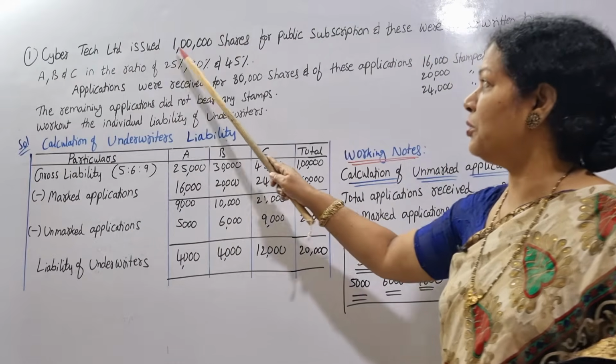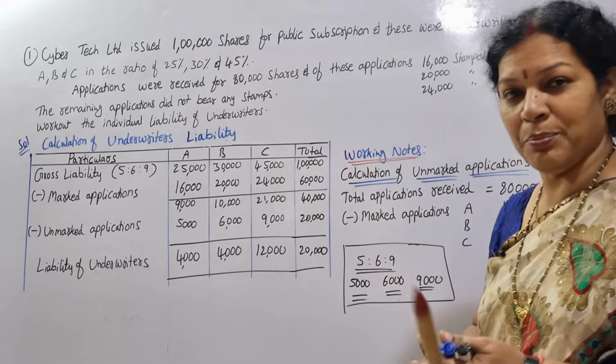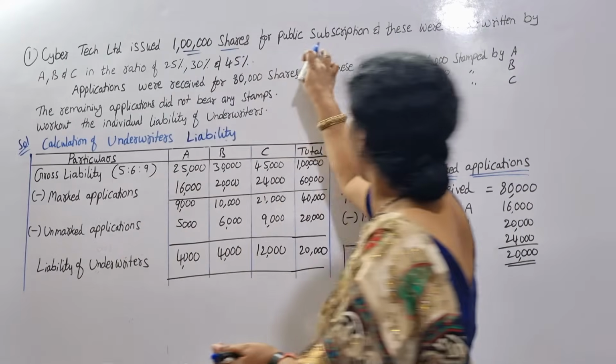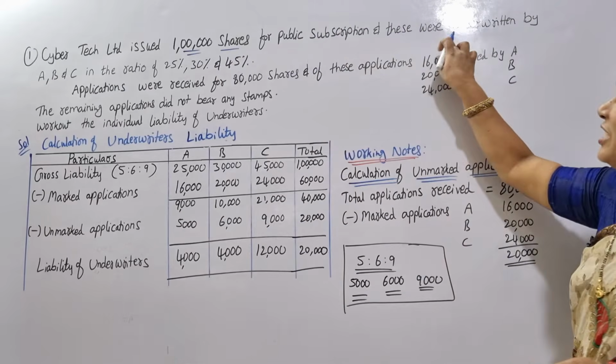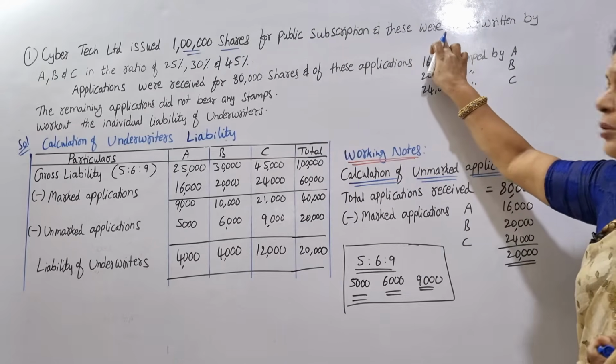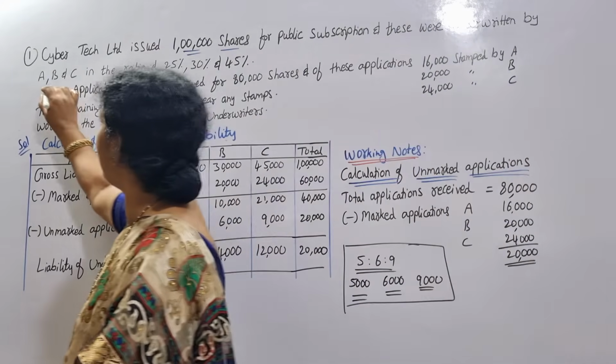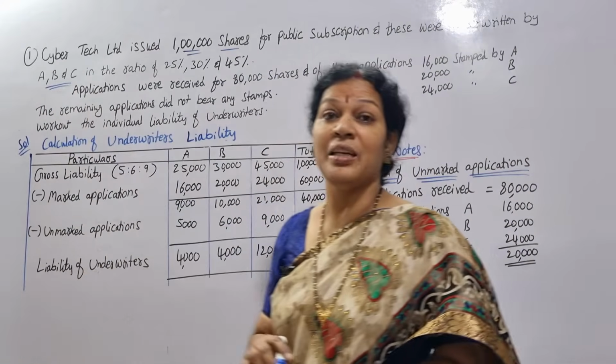Cybertech Limited issued 1 lakh shares. Company is issuing how many shares? 1 lakh shares for public subscription, and these were underwritten by ABC. Who are the underwriters? ABC.